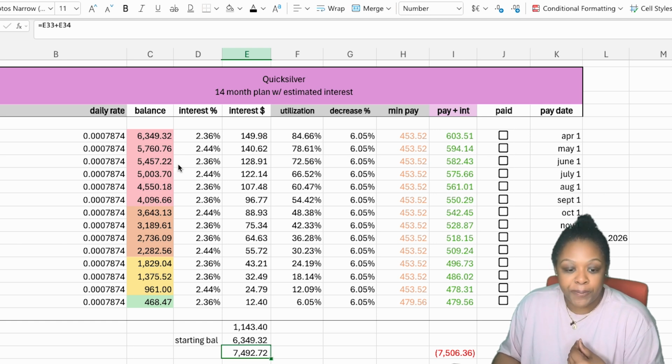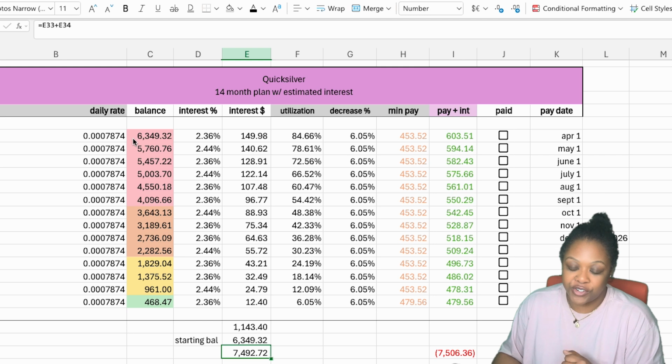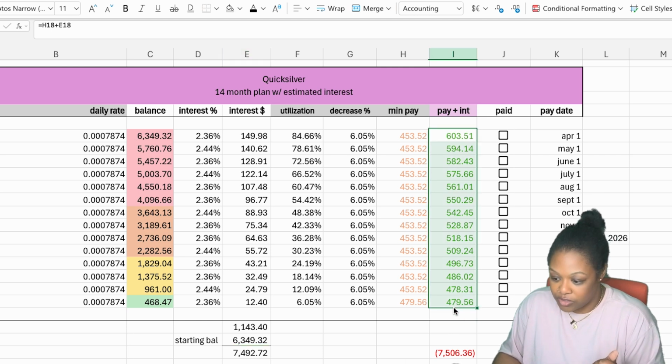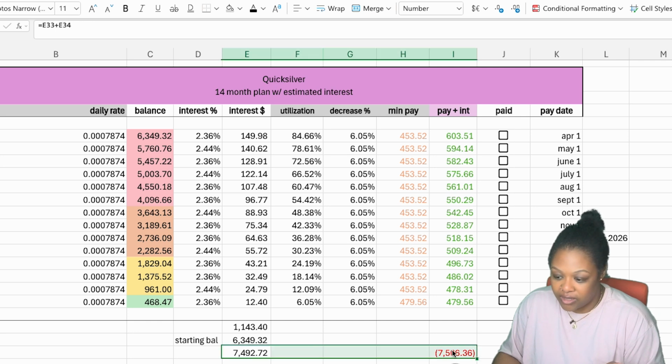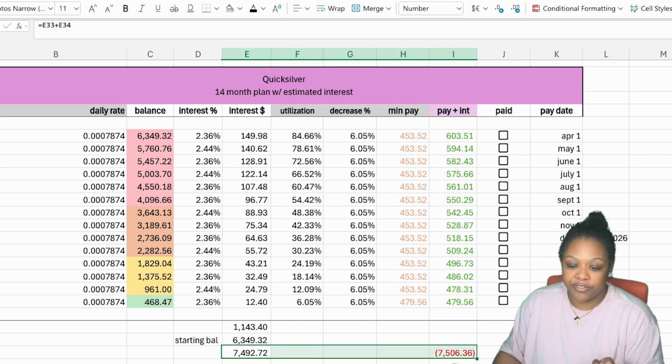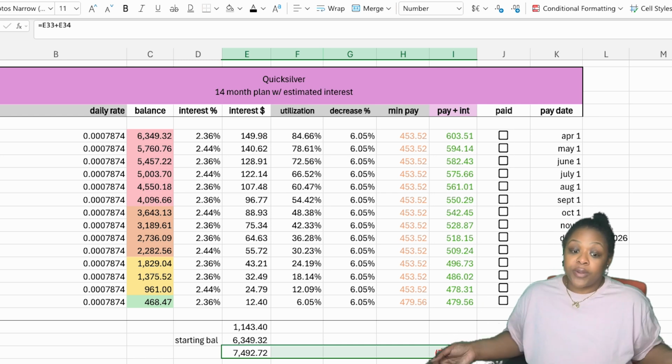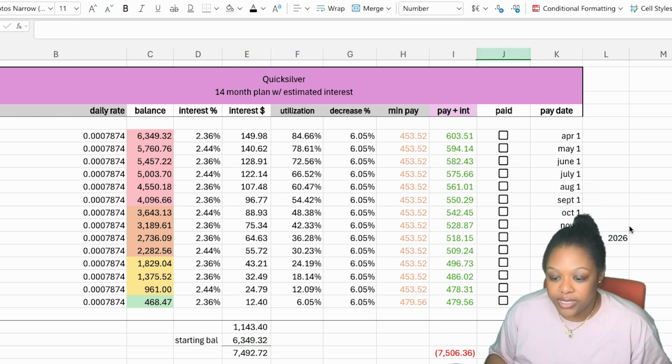$7,492 to pay off $6,349. Somewhere in between there and what this total was, a $75.06. So there's about a $13.64 difference that it'll fall in there. So it's pretty close. So let's do the same thing.